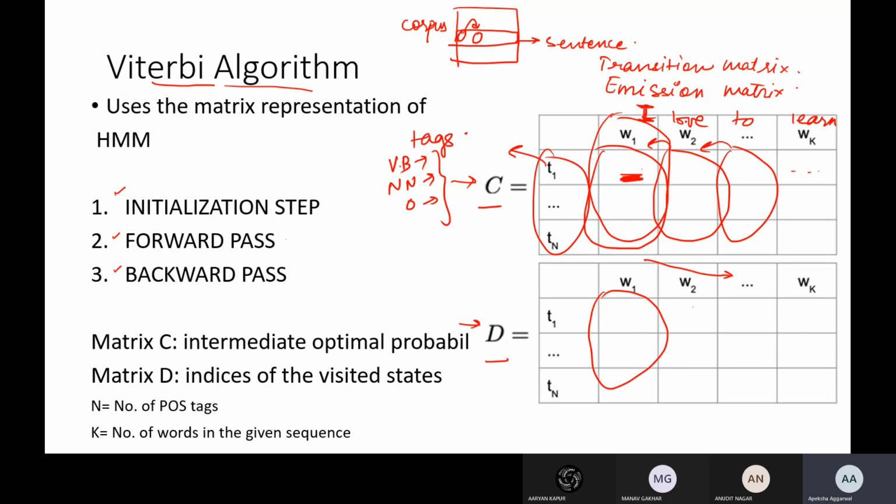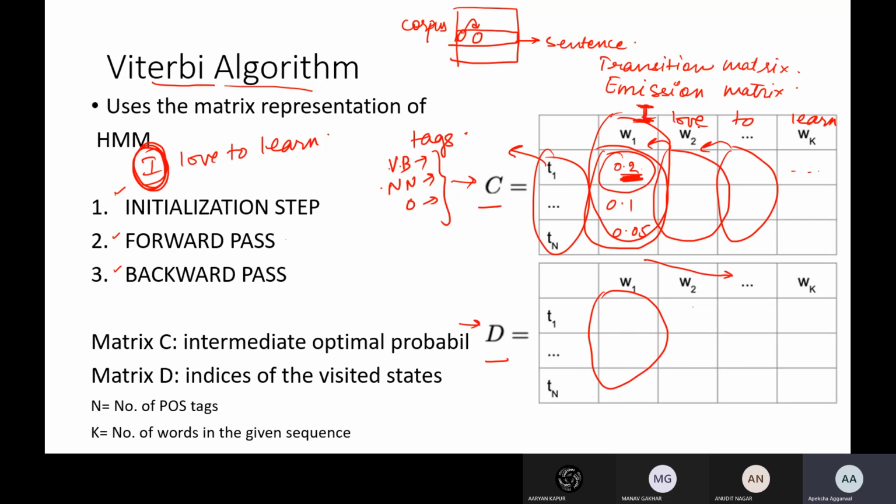my sentence was 'I love to learn'. So what are the chances that this 'I' was emitted from the verb state, noun state, or other state? This will give me the probability. If this was 0.2, 0.1, 0.05, maybe something like that, whatever. So what are the chances that I was at a tag and my first word which appeared was 'I'? So this will give me this probability, and I have to initialize this.